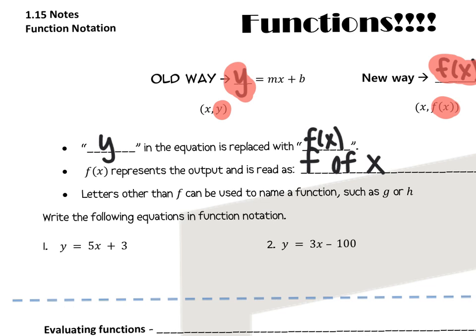And it's important to note that other letters can be used too. It doesn't just have to be F. Sometimes it could be G or H. So you could also have G of X, or you could have H of X. All they are is they just represent different functions. So if you have one that says F of X, then it's different than G of X, and it's different than H of X. They're just different.